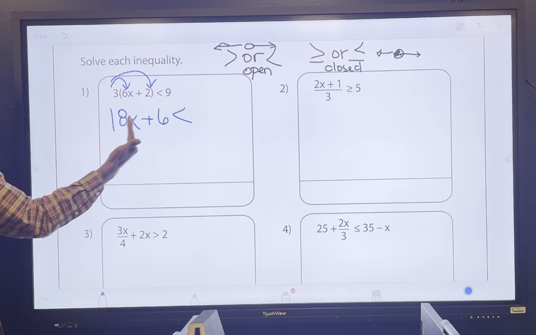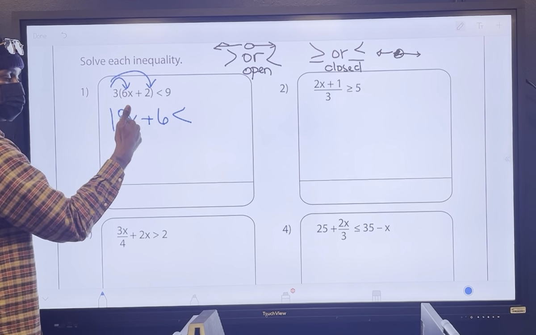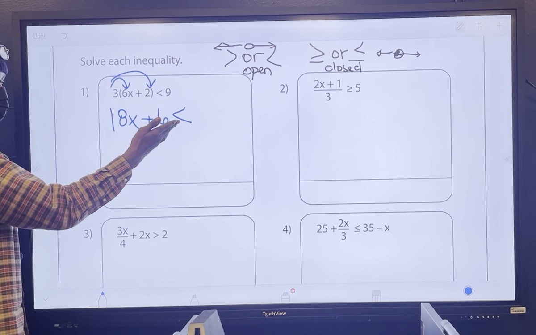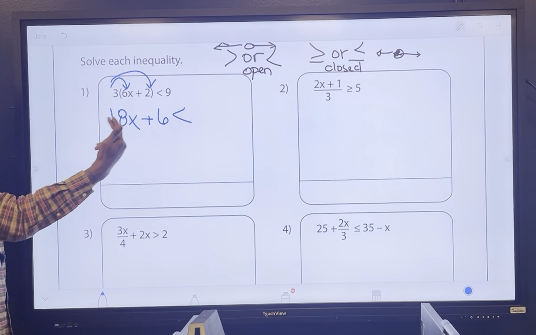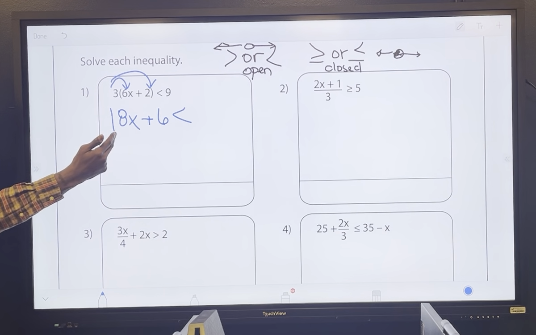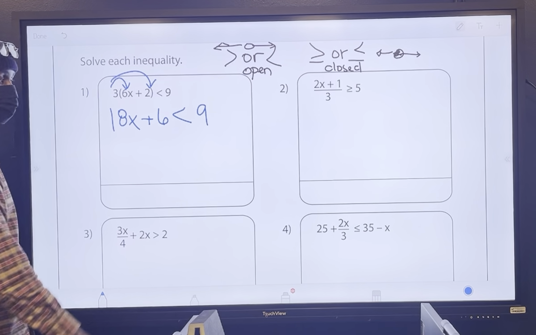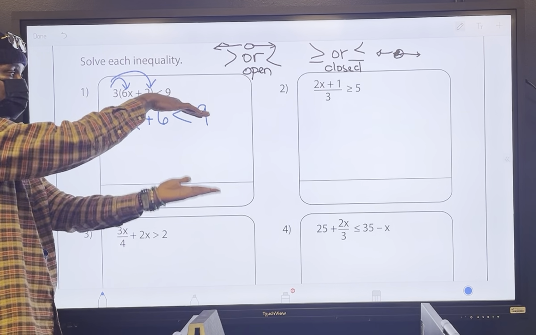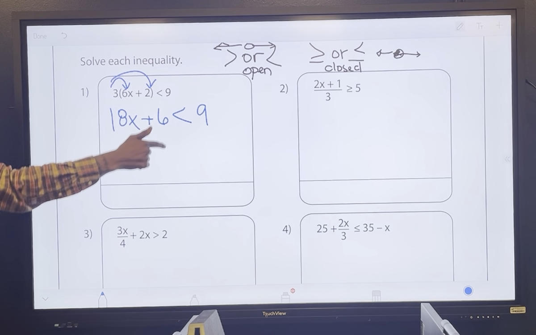Can somebody read and tell me what this says correctly? Is this greater than or less than? 18x plus 6 is less than 9. Good. Now, what am I supposed to remember? The greater sign always eats the greater number. So this is just saying 9 is greater than 18x plus 6.